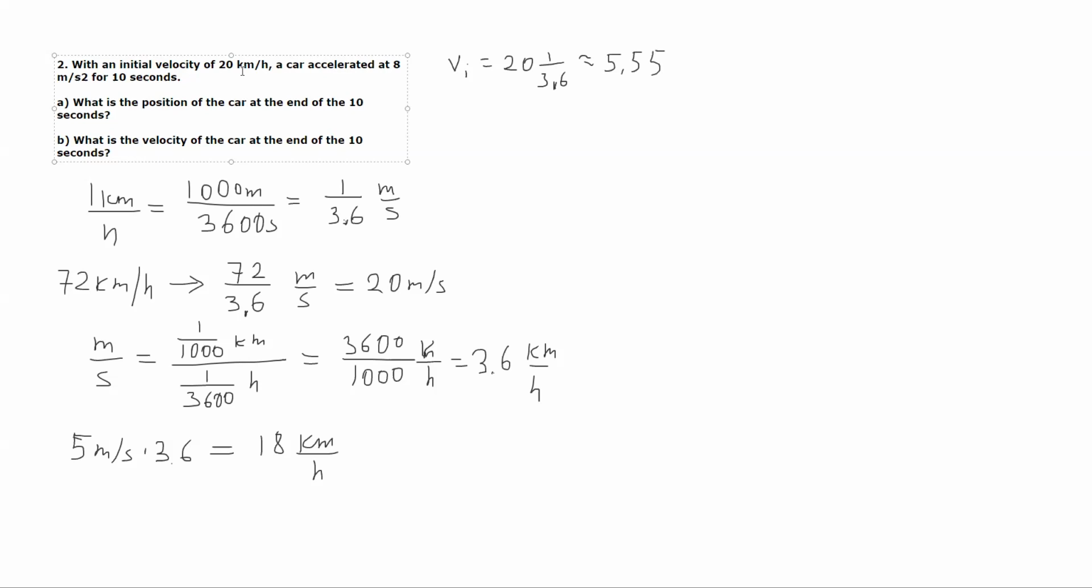Now it makes sense to carry multiple decimals because you don't want to end up with rounding error. If you're using a calculator, do not round the number for the next calculation, just carry it over. Okay, so it's asking you what's the position of the car at the end of 10 seconds. So now the formula for that is initial velocity times delta t plus 1/2 a delta t squared. So we're going to use this formula.